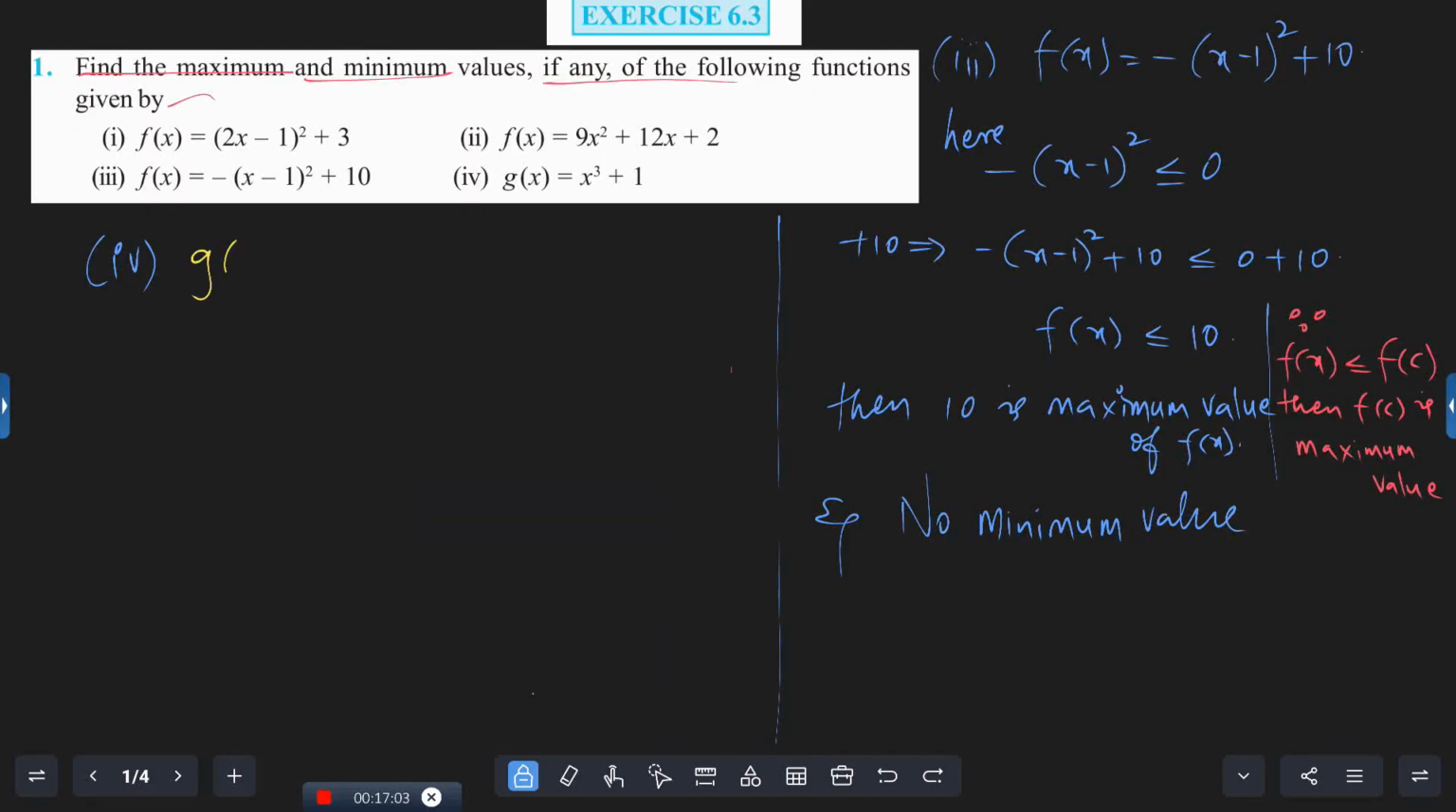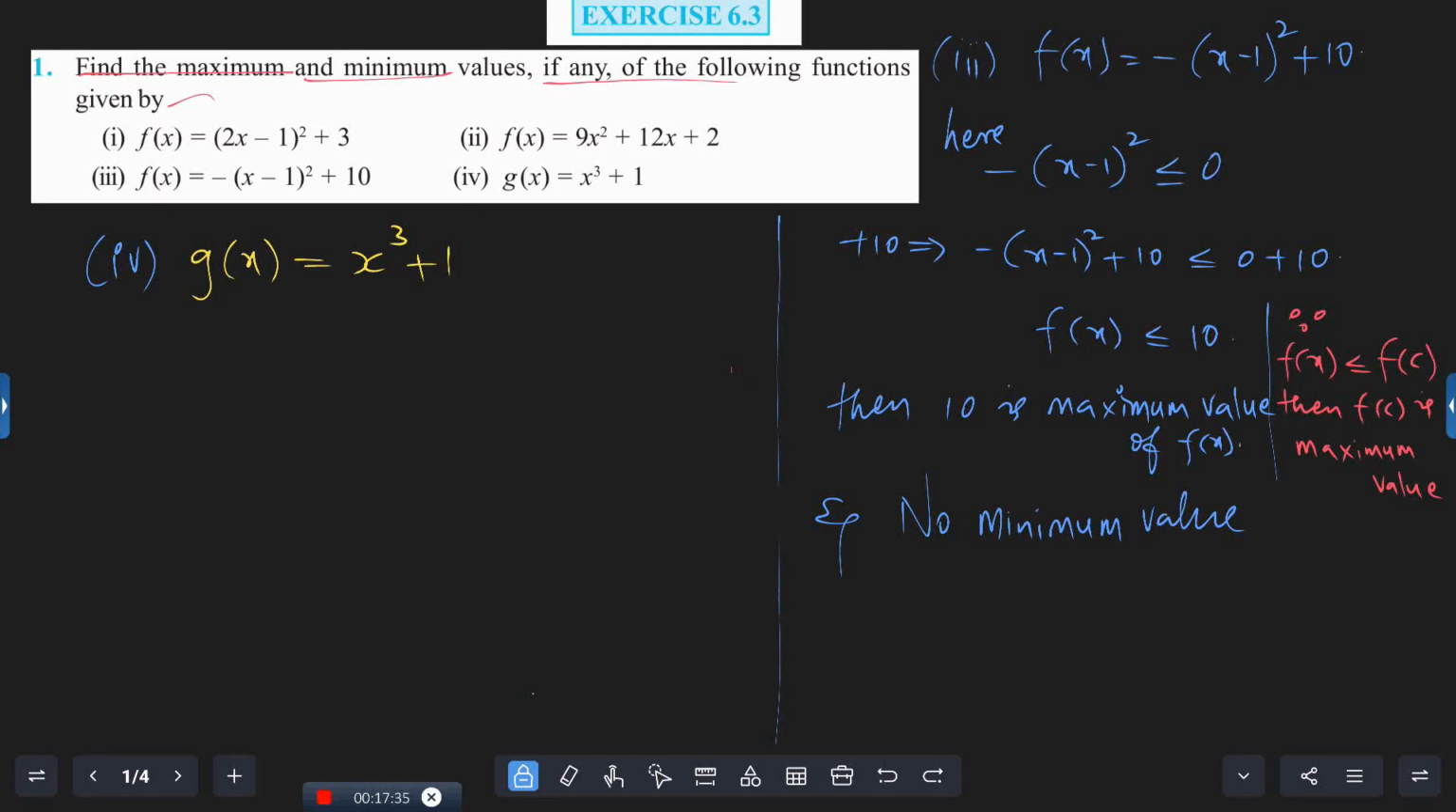g of x is equal to x cube plus 1. Listen, there is no interval given, just a cube. We cannot use the definition method here, because there is no square. If the power is even, we can say greater than 0. But that is a cube. Now you can go by the definition method, then either theorem 3 or theorem 4. It means either the first derivative or the second derivative.